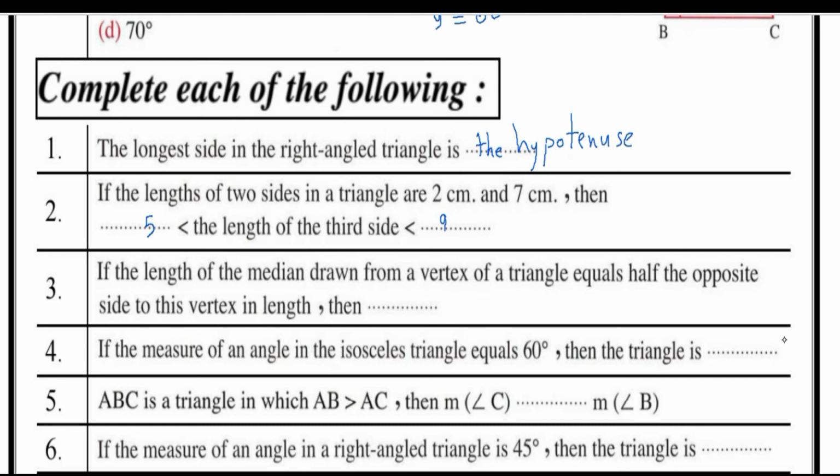If the length of the median drawn from the vertex of a triangle is equal to half the opposite side of the vertex, the length of the median coming out of the angle is half the opposite side. So then the vertex is right, the vertex is right, meaning 90 degrees. Again, this triangle, for example, is named ABC.